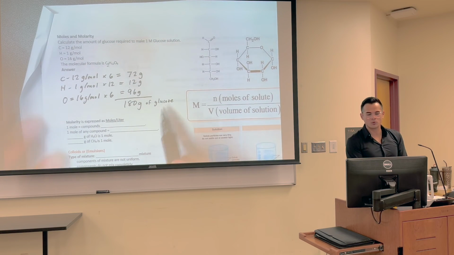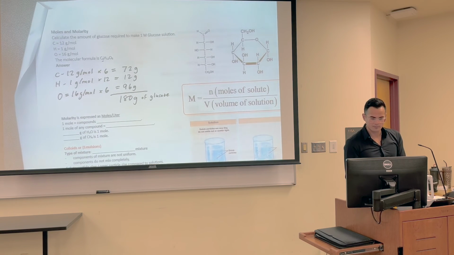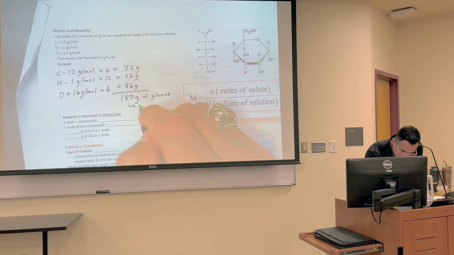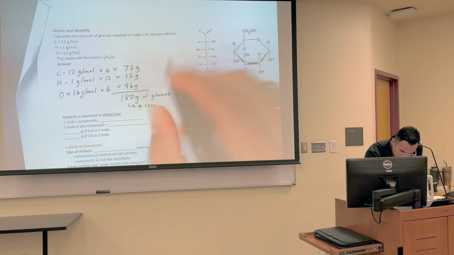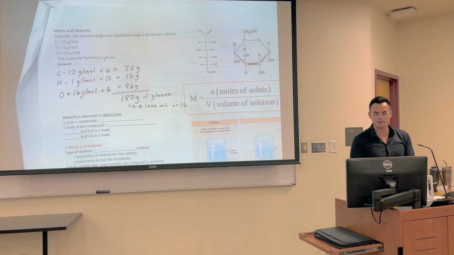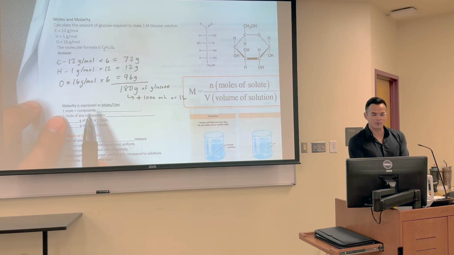into how much water to get a 1 molar solution? We add that to 1,000 milliliters, or 1 liter of distilled water, in order to get our 1 molar glucose solution. Molarity. Molarity is expressed as moles per liter.